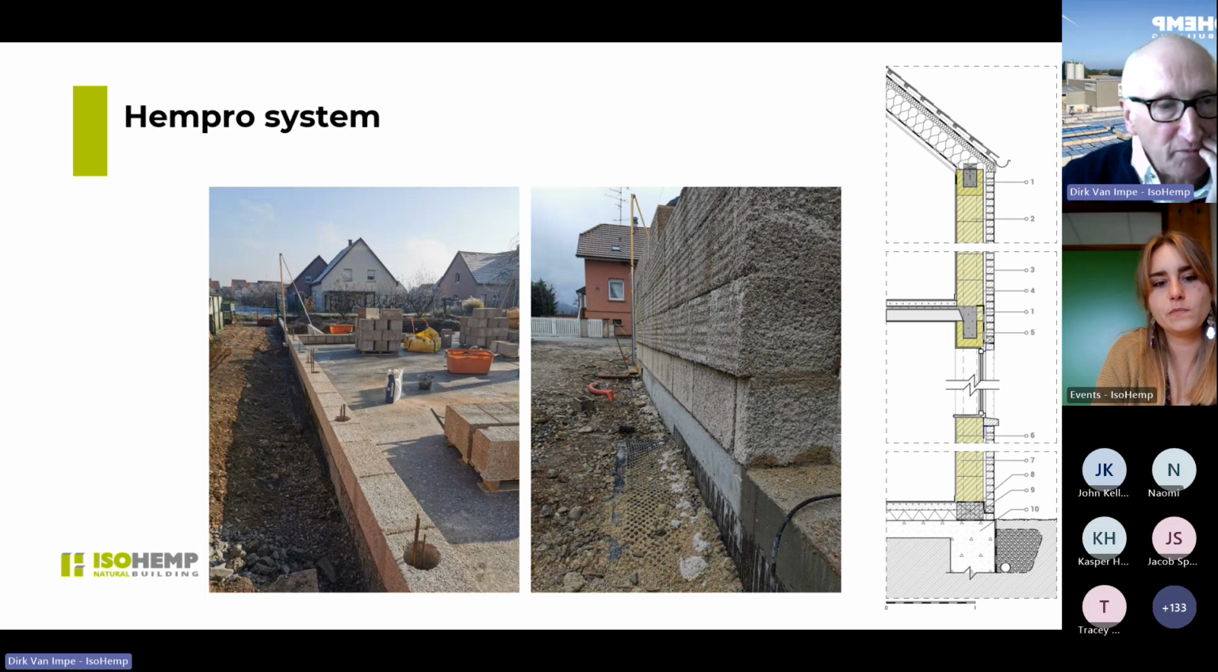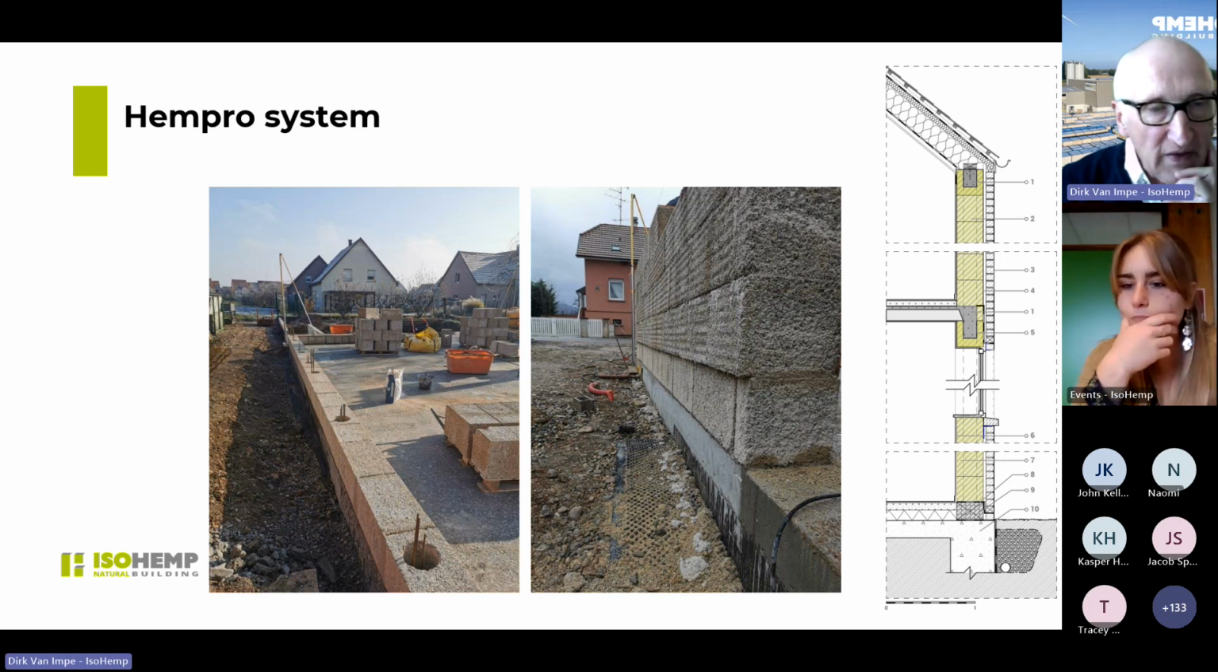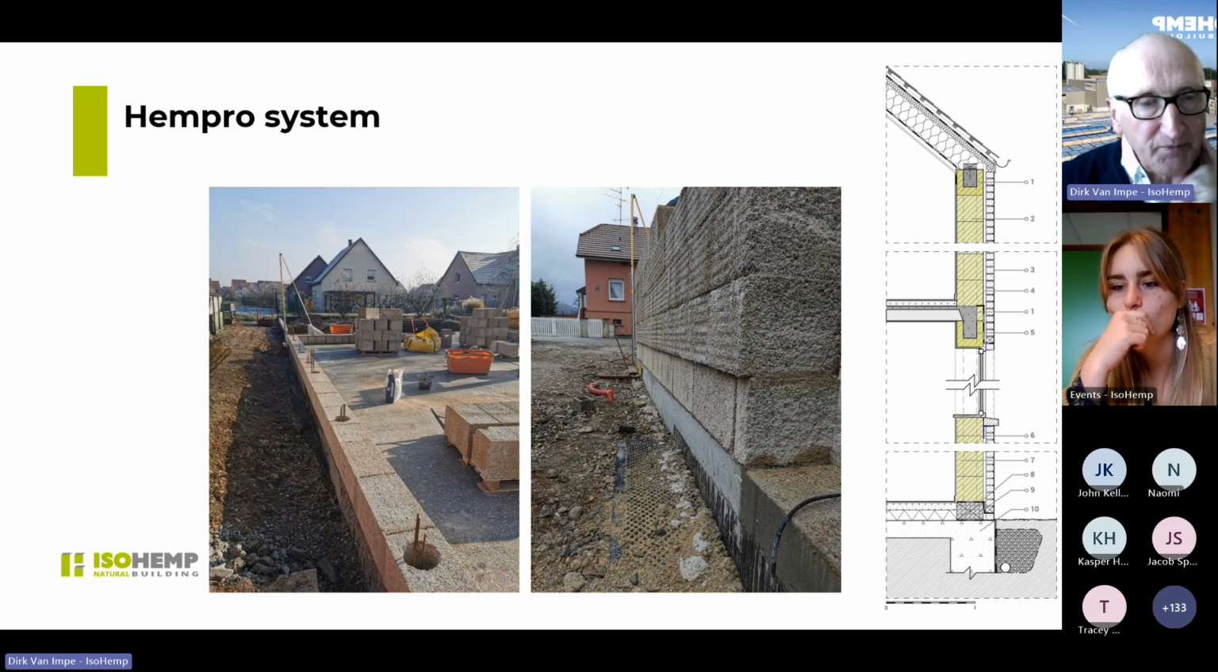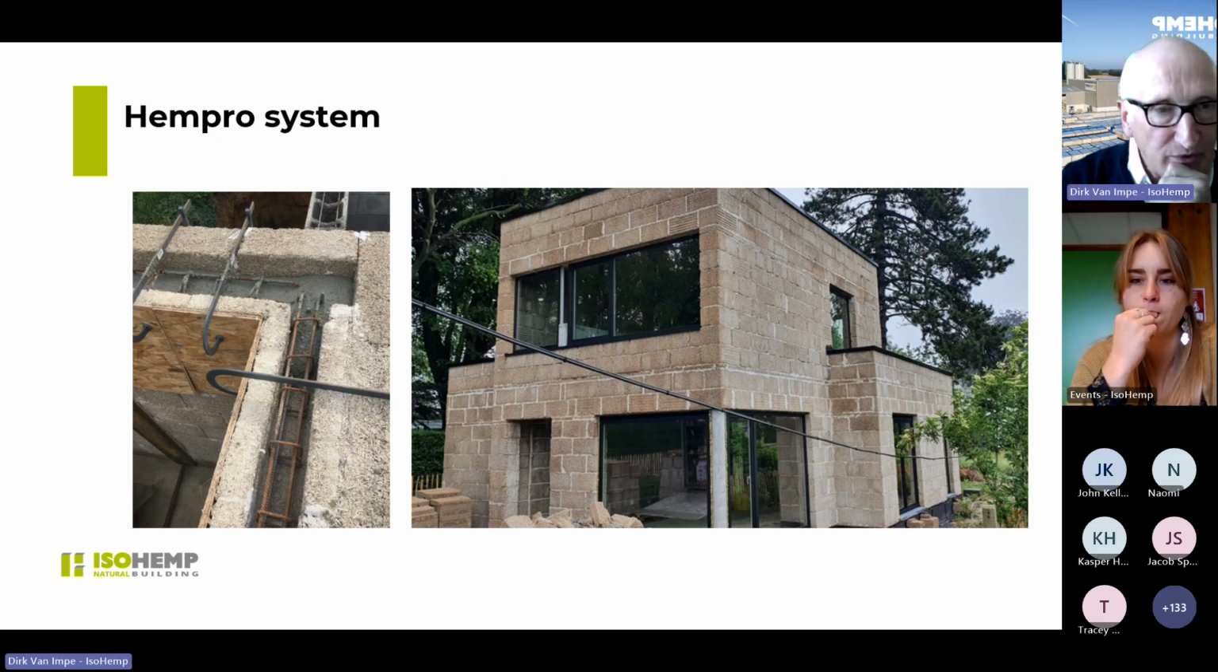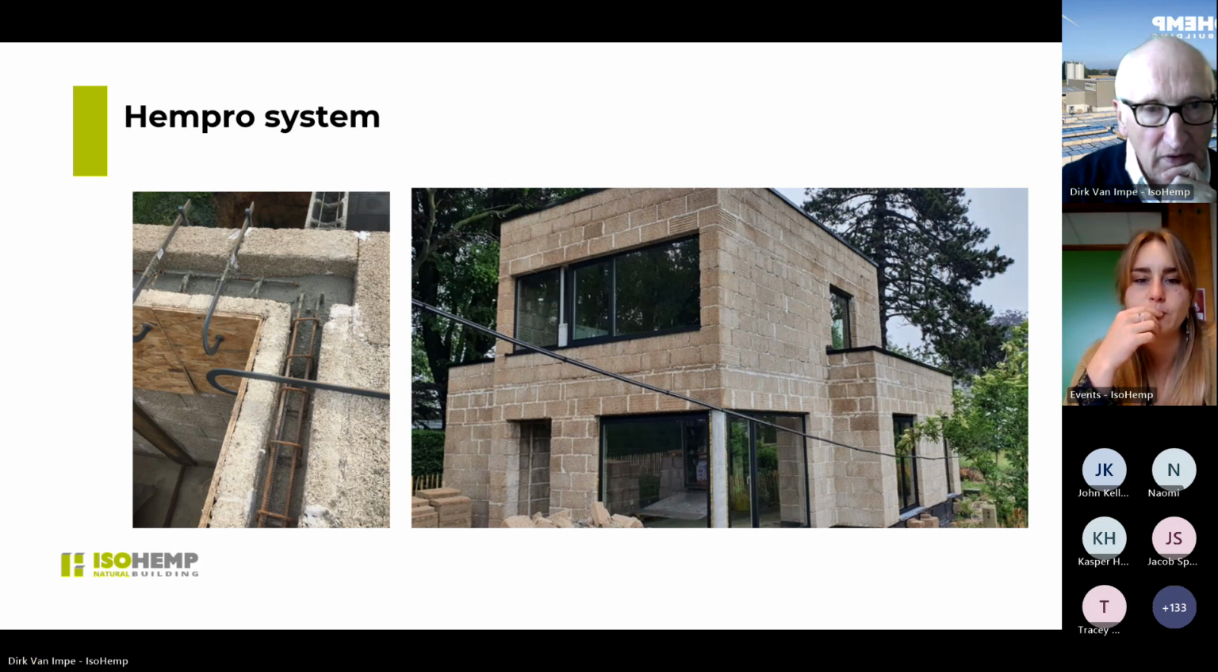This is a Hemp Pro system in France. Here you see the reinforcement steel coming out of the foundation. This is the old system with the round columns. Now they are squared. Here you see the beam, the connecting ring beam all over, which connects all the posts, each stage. So you have it at each stage.